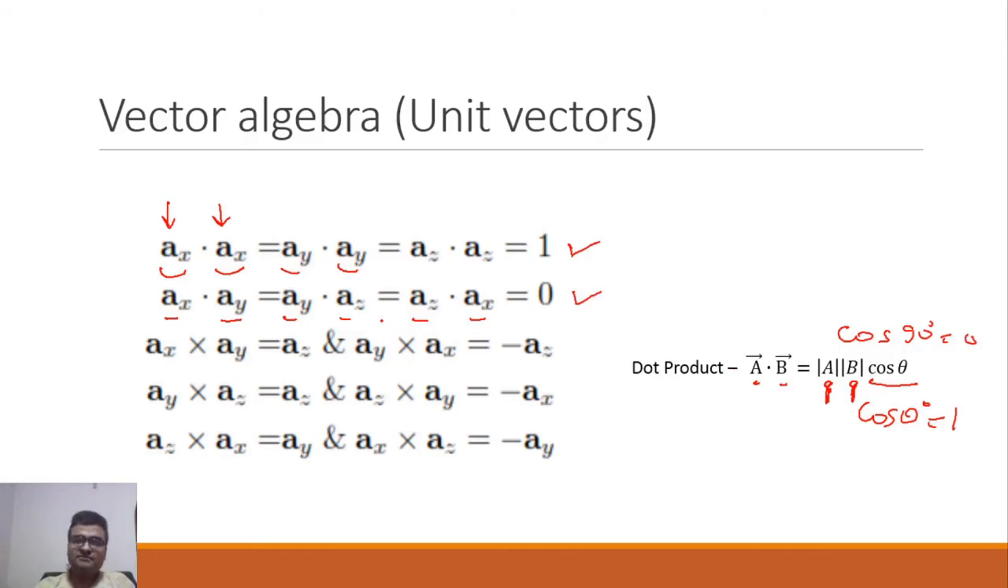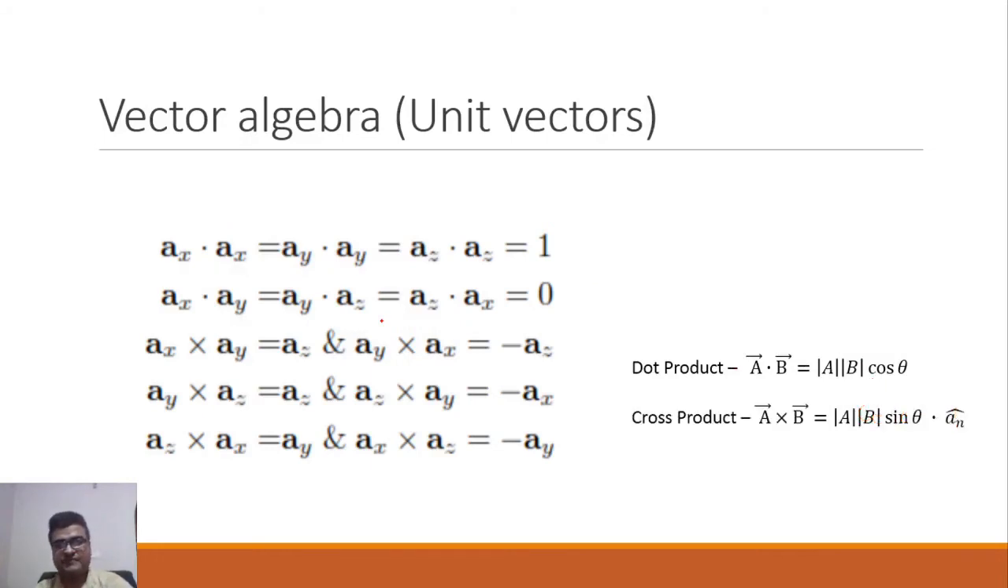And let's now come to the cross product. The cross product, we know, has a sine term in it. So the sine of 0 degrees: if there is a cross product of two vectors which are parallel to each other, the parallel vectors will have an angle of 0 degrees, so the sine of 0 will be 0. And if two vectors are perpendicular to each other, at 90 degrees, we have the answer 1, because sine of 90 degrees is 1.